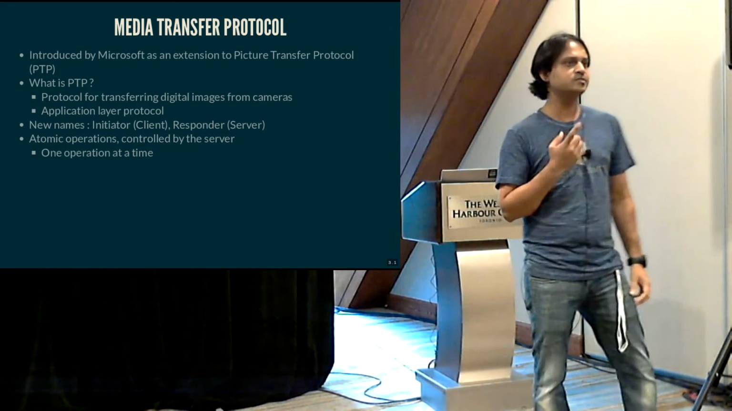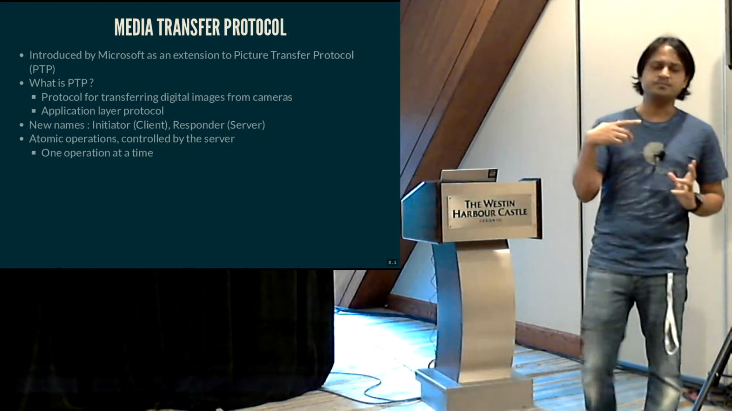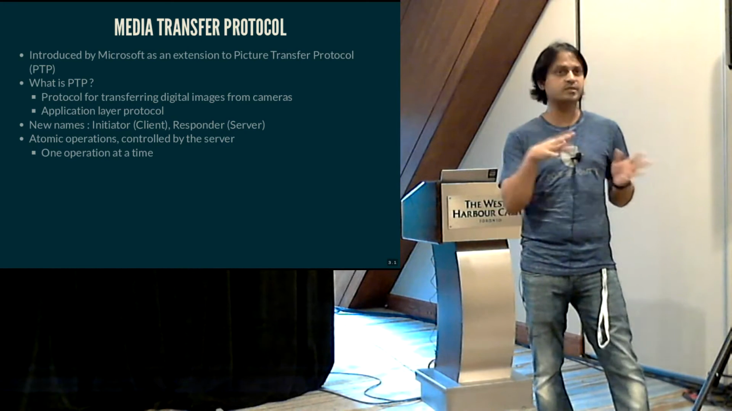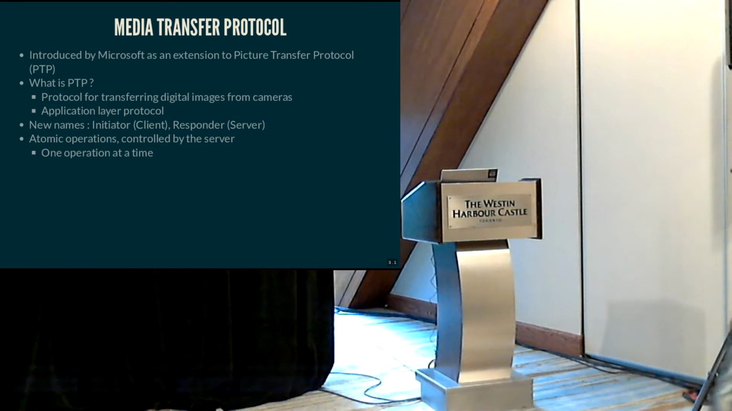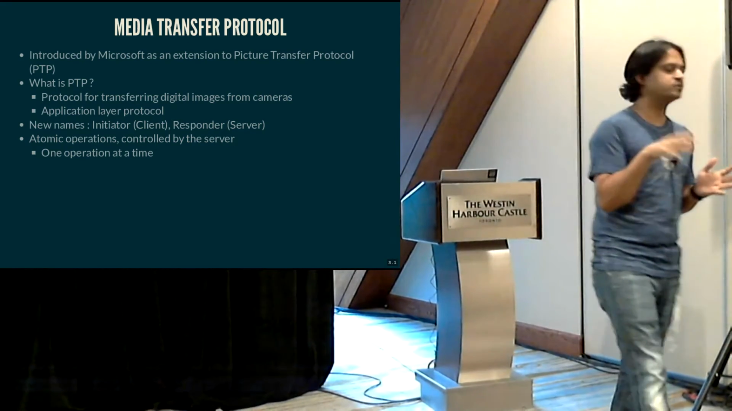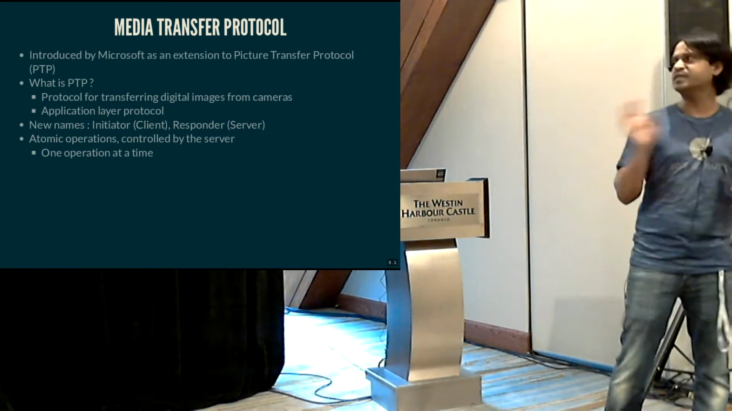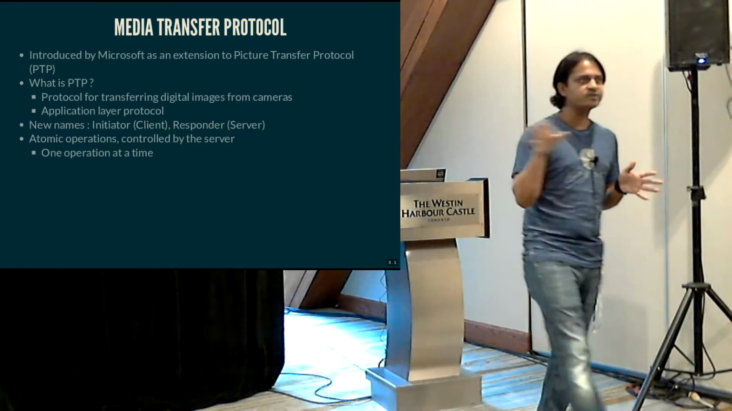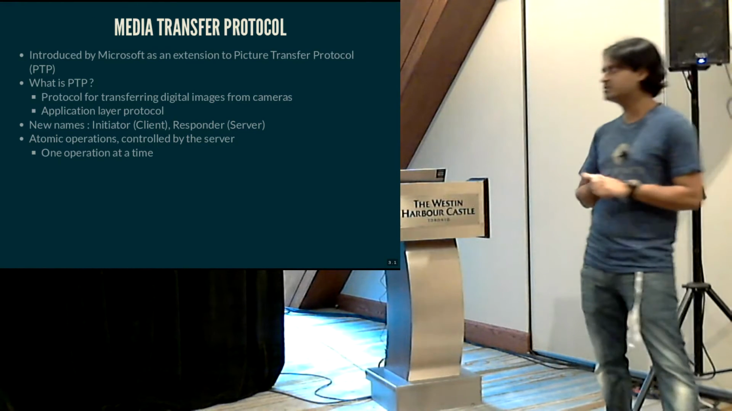MTP was an extension to PTP, which is Picture Transfer Protocol, that came about because most camera manufacturers were using their own proprietary formats to share pictures between the camera device and the computer. So there was this common standard so that the camera manufacturers don't have to expose their file system internals and yet can easily transfer image files through USB. MTP is just an extension to it, so that it applies not just to images, but to all kinds of binary files.